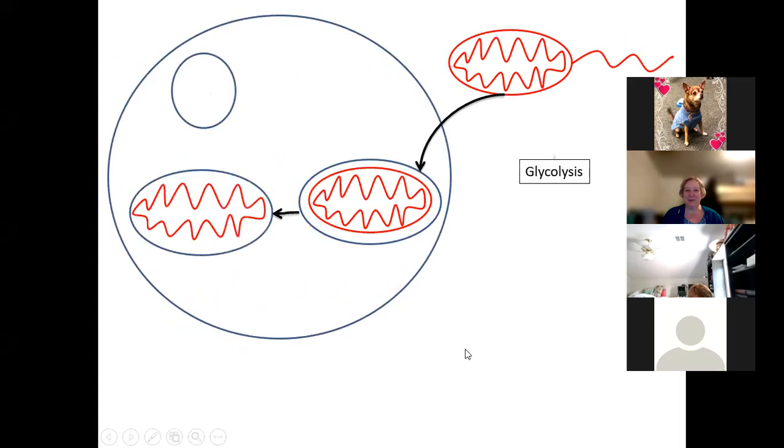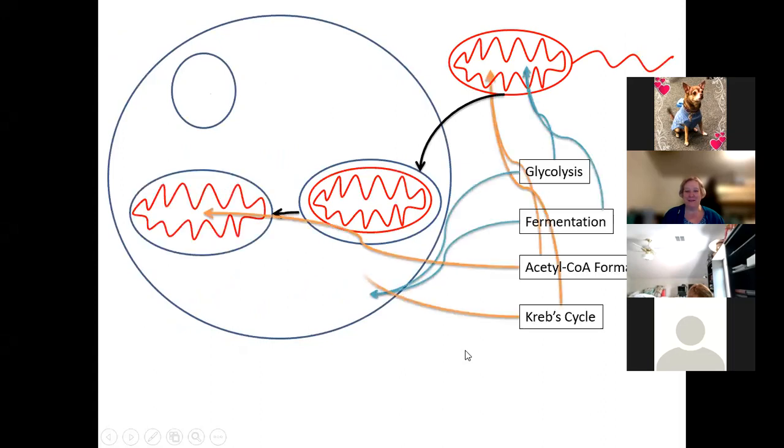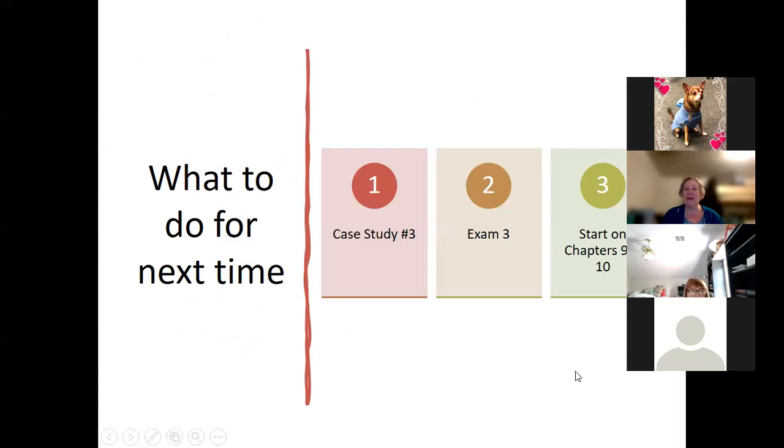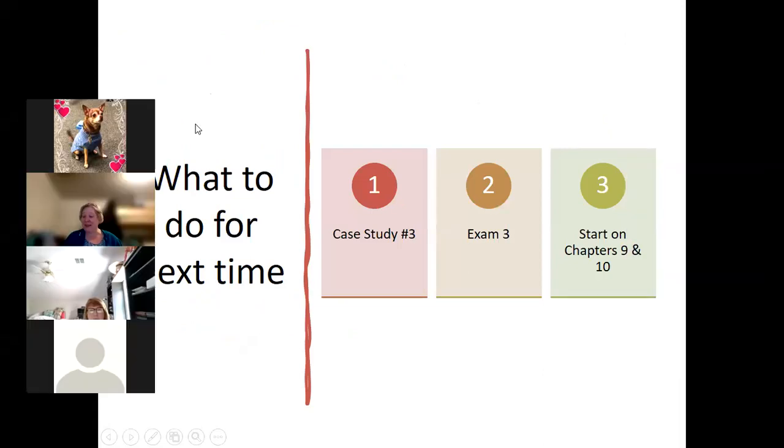All right, let's zip through this real quick, going through on fast forward. We have about 3 minutes left, which is about enough time to go over what's due. Case study number 3 is due this Friday, and it's the last one before we do the signature assignment case study. Case studies 1 through 3 are practice for the signature assignment, which is worth more points.